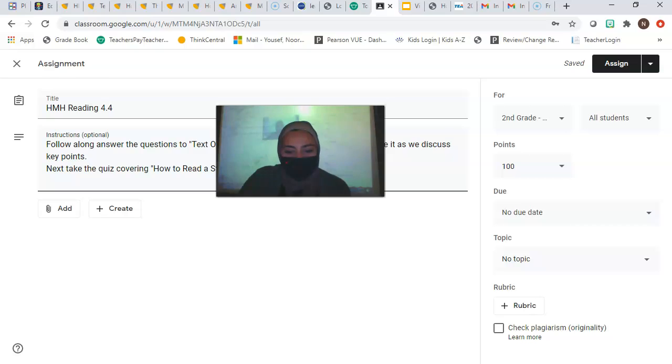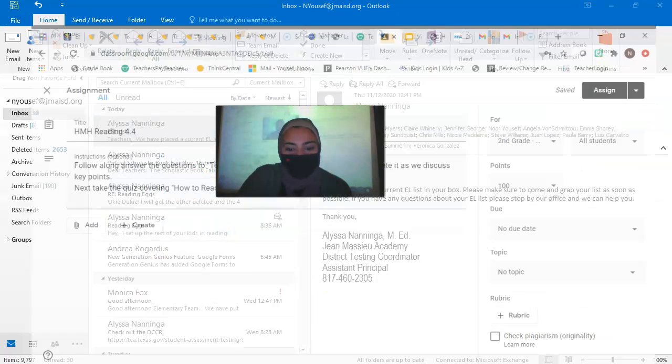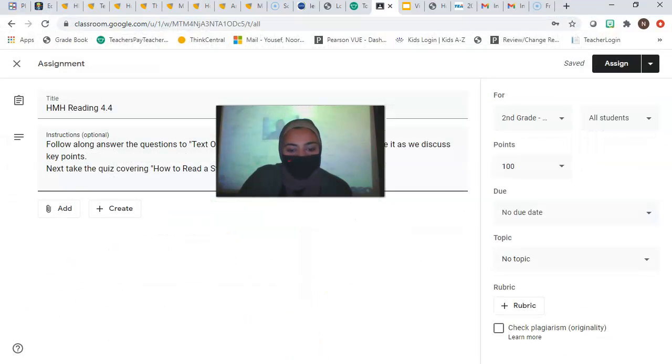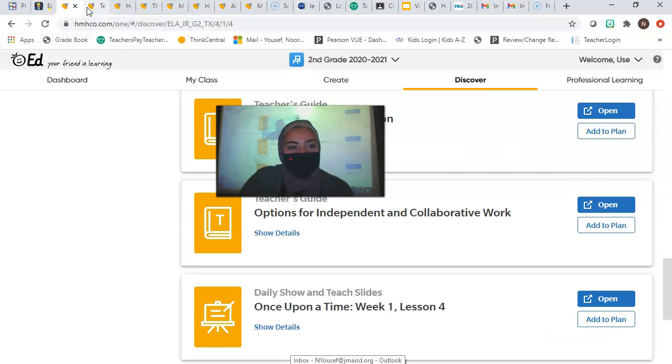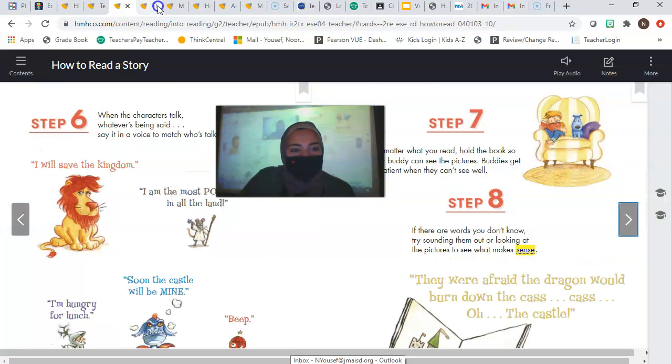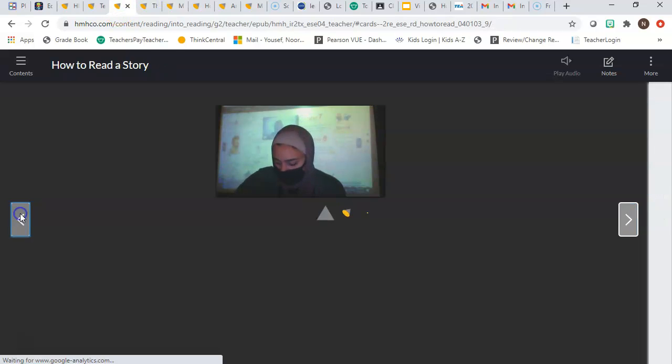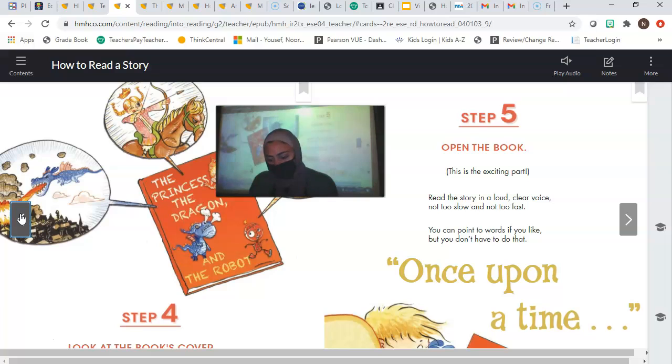Okay. So, where is it? Oh, it's right here. So, we talked a little bit more about the question. I'm going to repeat the answer. Why do you think the author does not give a heading under each numbered step? Because step number 5 is open the book. Step number 6, 7, and 8 are all about what to do after you open the book.